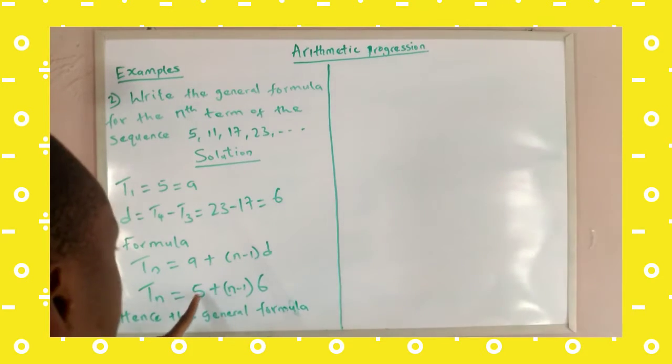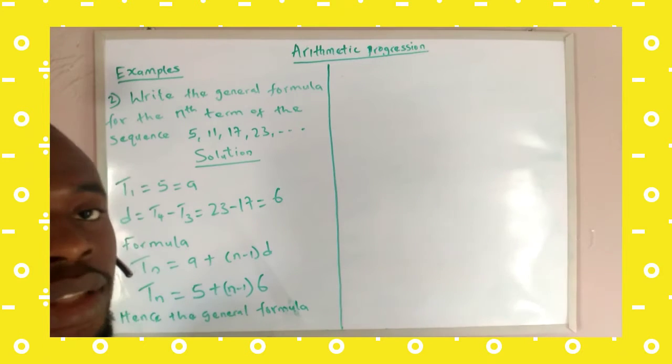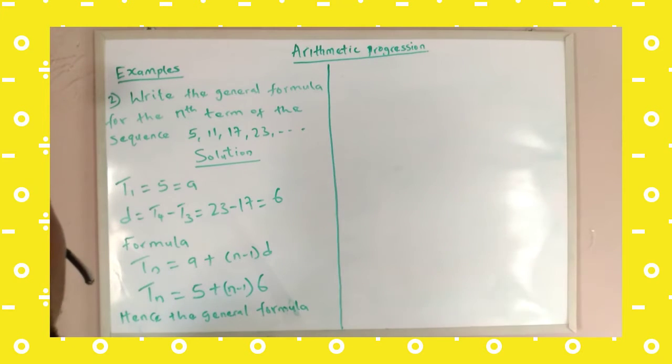So Tn is equal to 5 plus n minus 1, all into bracket 6. That's our general formula for this sequence.